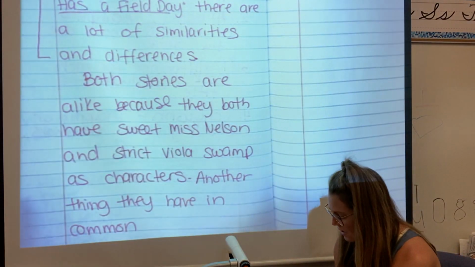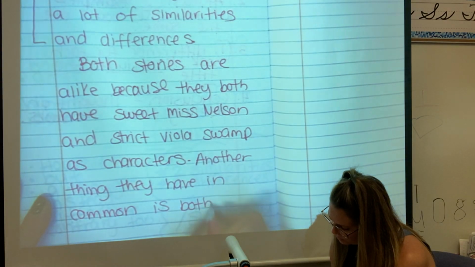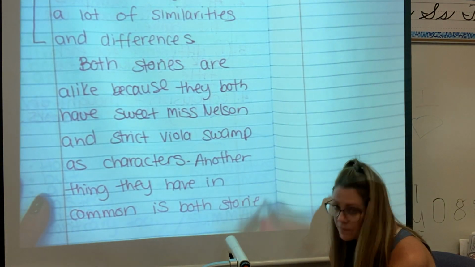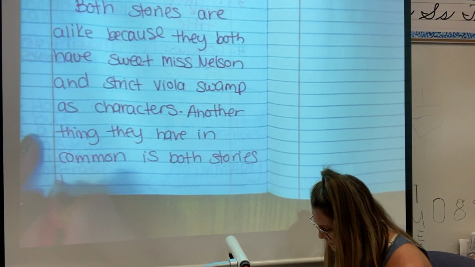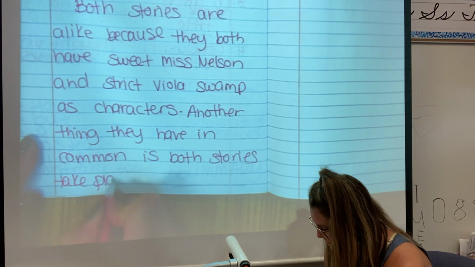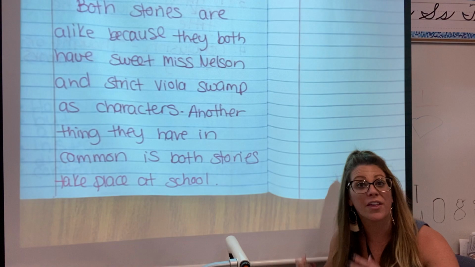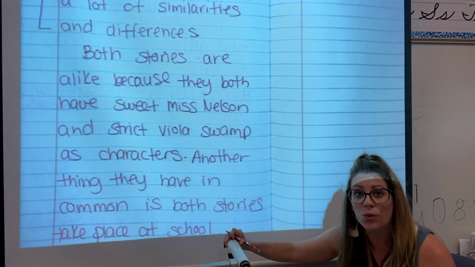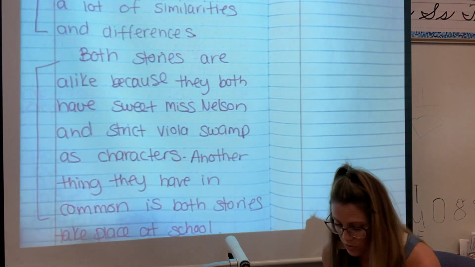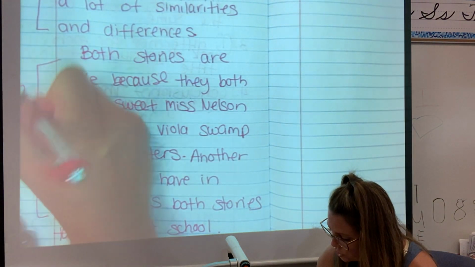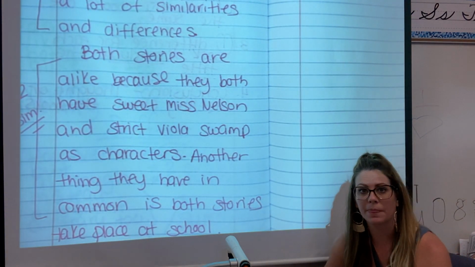So another thing they have in common is both stories take place at school. There you go. That is your similarity paragraph. So that is with our 2 similarities, right? Can you see that?